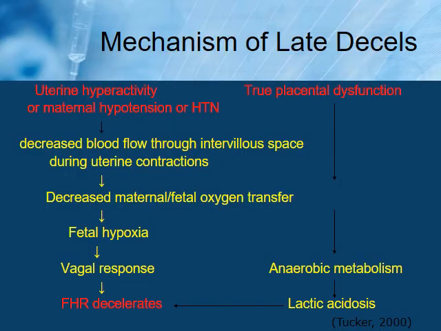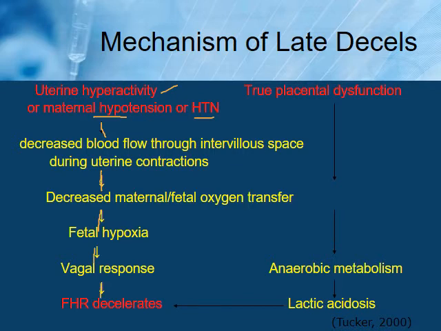Here is the mechanism of those lates. One potential reason for them is uterine hyperactivity or maternal hypotension or hypertension, anything that's going to decrease the oxygenation to the baby. These decrease the blood flow through the placenta, the intervillous spaces, during contractions. It decreases the maternal oxygen transfer. Baby ends up hypoxic. They get a vagal response, which causes deceleration.